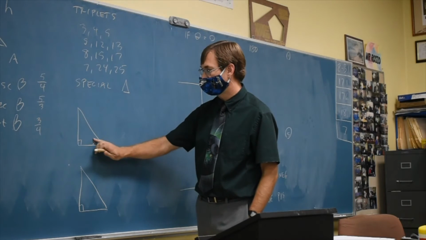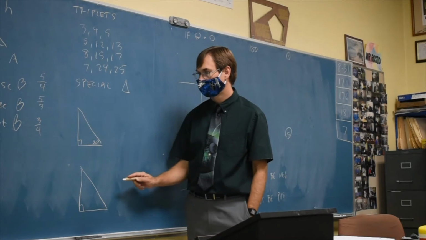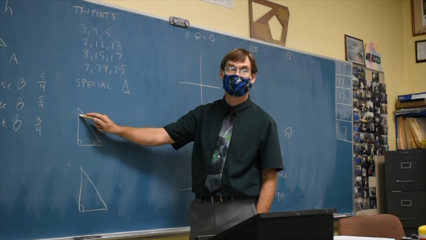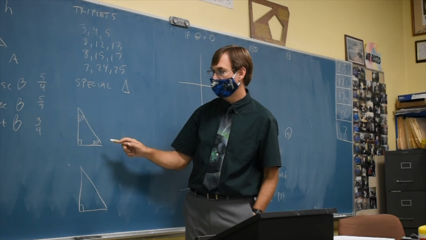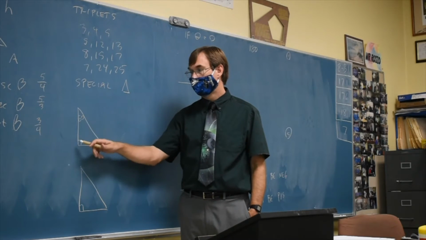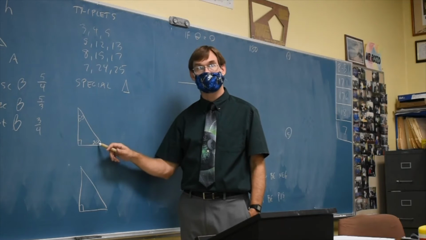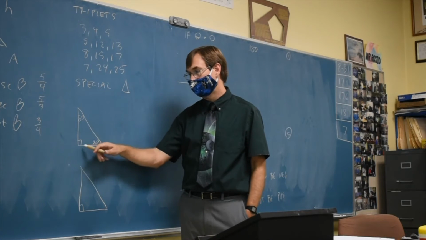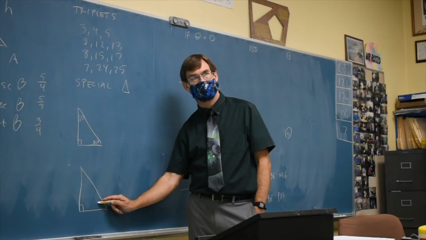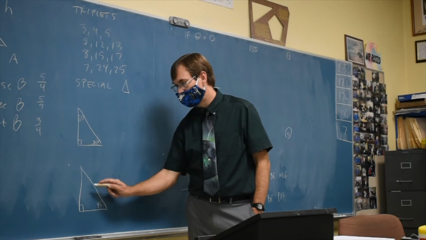I'll tell you, 30 is one of the special angles. What would the other angle have to be if 30's into play with us? 60. How can we figure that out even if we forgot it? Add 30 to 90. Yeah, because everything has to add to 180. Does anybody remember the other special number? 45. Yeah, a pair of 45s.